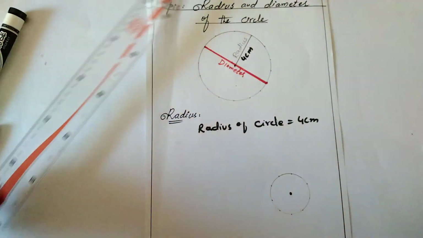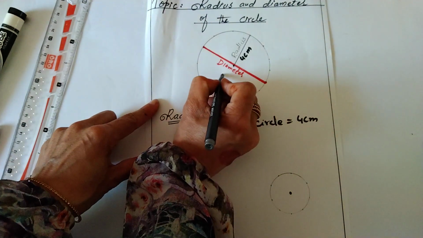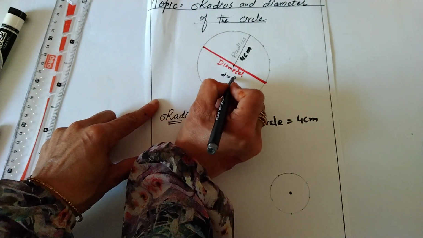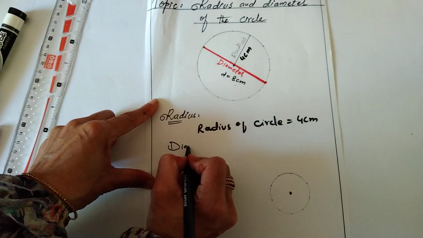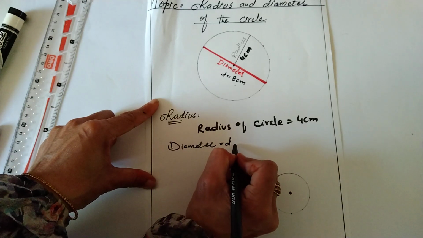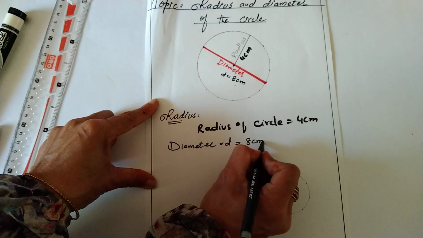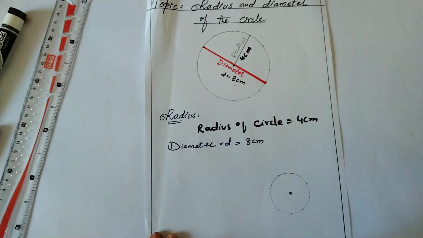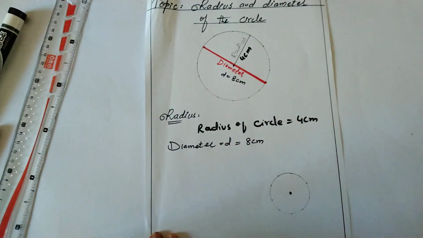It means the diameter of this circle is equal to 8 centimeter. So diameter, or D, you can use the short form D, is equal to 8 centimeter. So the radius of this circle is 4 centimeter and the diameter is equal to 8 centimeter.